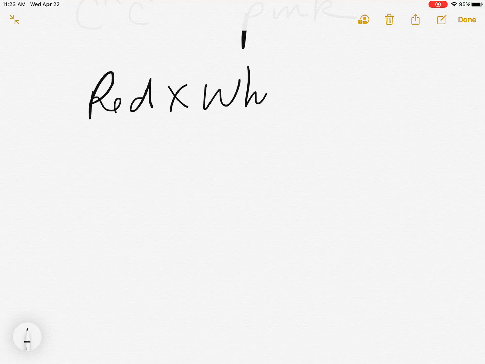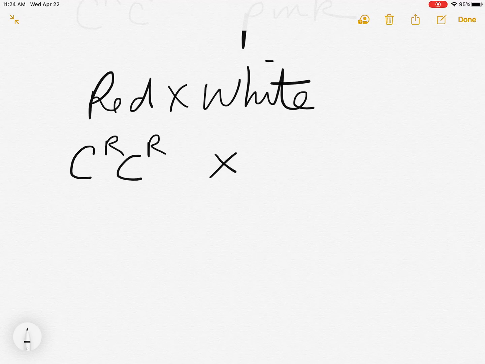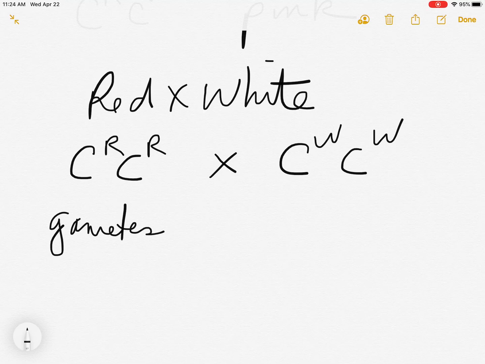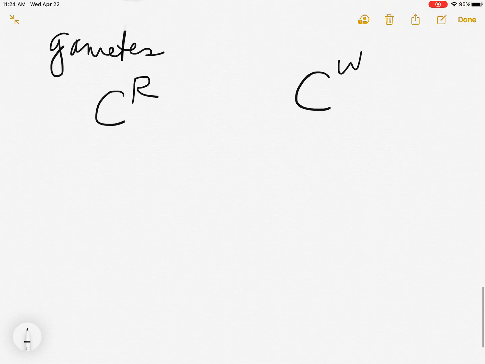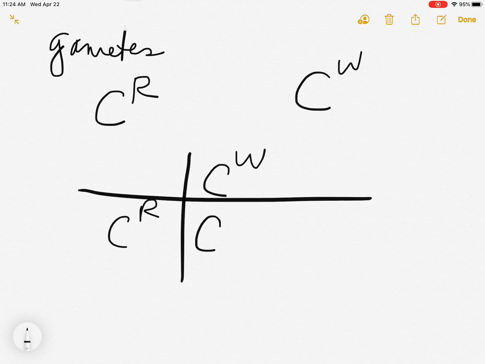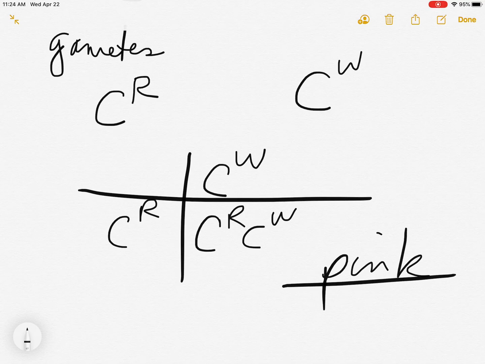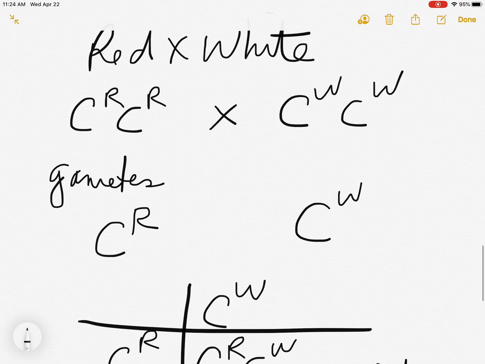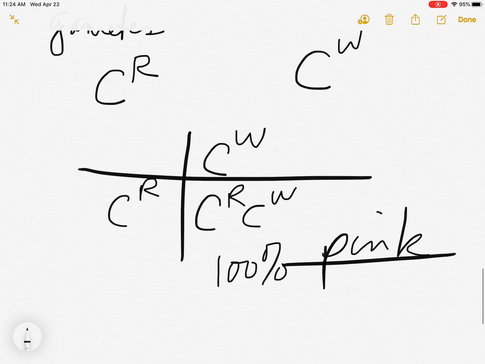So let's just go through the cross again. We've already did the first cross. We saw that red crossed with white. And because red was CR, I'm just summarizing again what we just did, cross with C white, color white. The only possible gametes, if we think about the gametes, the only possible gametes from the first one are this one, and the only possible gametes from the second one is that one. And when we cross them, it's a very simple cross, and it always produces pink individuals. 100%.